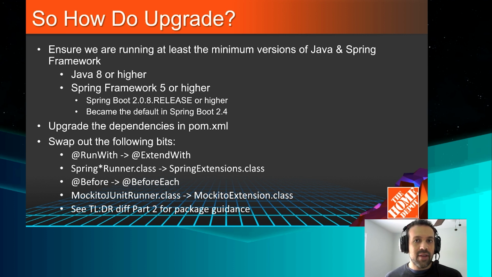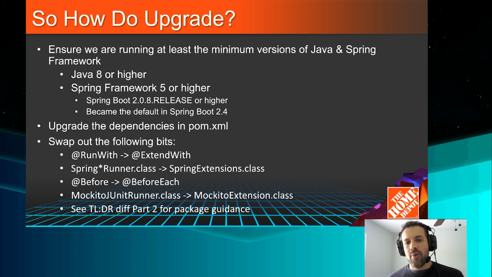So how exactly do we upgrade? Well, first thing is we've got to make sure we're running the minimum versions of Java and the Spring framework. So check that you're using Java 8 or higher, because like I said earlier, it's using the Java 8 lambdas in parts. And then Spring Framework 5 or higher. So the earliest version I could find that this would work with was 2.0.8.release. Now, with that version, you had to put an exclude dependency for the JUnit Vintage stuff in order for it to work strictly with JUnit 5 out of the box.